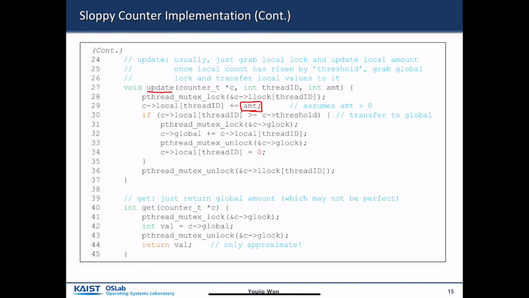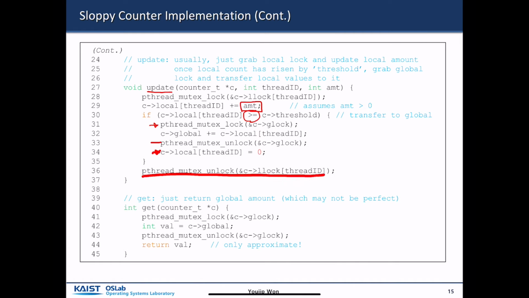And then if the value of the local counter is greater than a certain threshold value, then it's time to fold the local counter value to the global counter. Then it acquires the global lock and then reflects the value of the local counter to the global counter. And then after updating the global counter, it releases the lock. And then it resets the value of the local counter to 0. And then once all this is done, it releases the lock on the local counter.